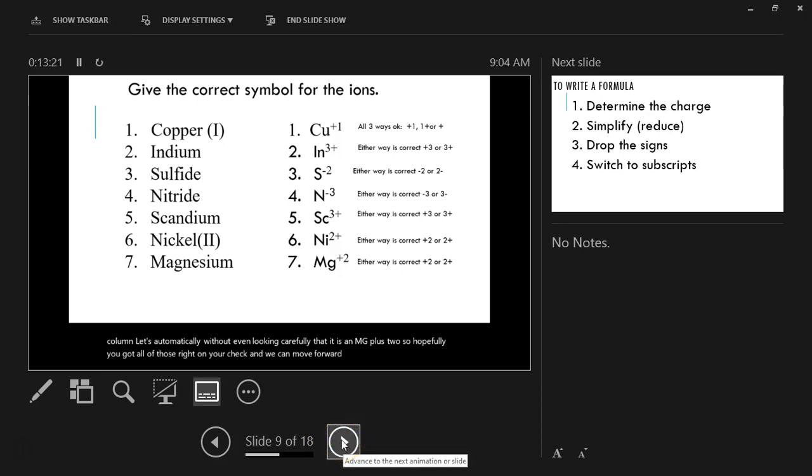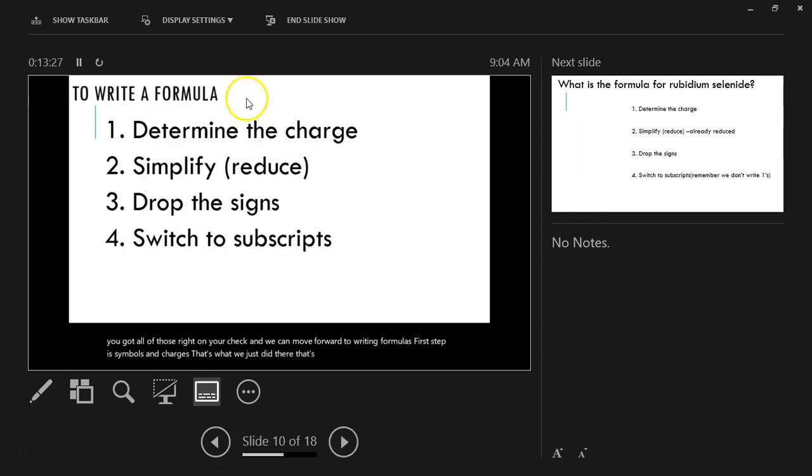writing formulas. The first step is symbols and charges. That's what we just did there. That's the first step in writing a formula. So here are the steps. You can write them down on a piece of paper so that you can refer back to them when you're doing your practice problems. So the first thing is determine the charge. I usually say symbols and charges. So you'll hear me say, first step, symbols and charges.